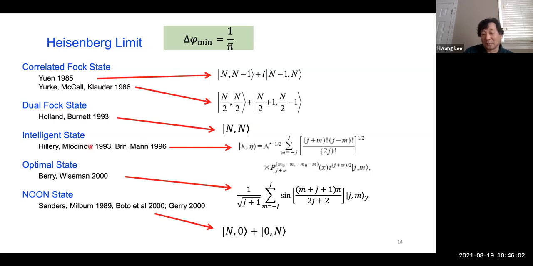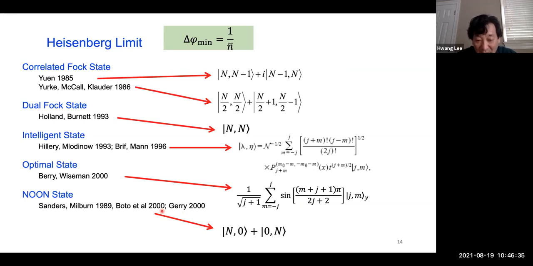And they became more sophisticated, and one state is called the intelligent state, with a complicated form of Fock state combination. Another one is called the optimal state, which also contains complicated amplitudes for the combination of Fock states.